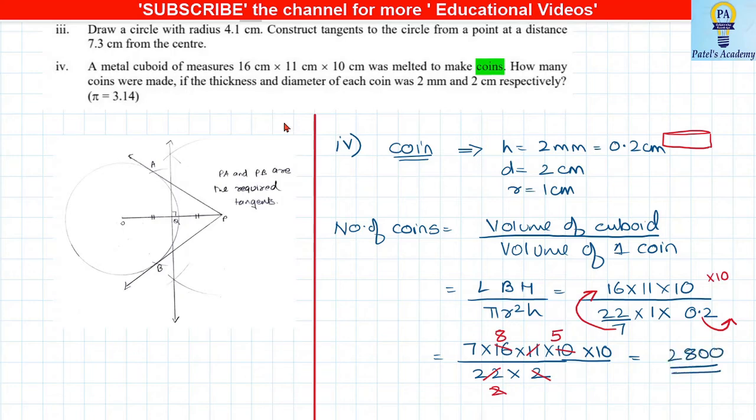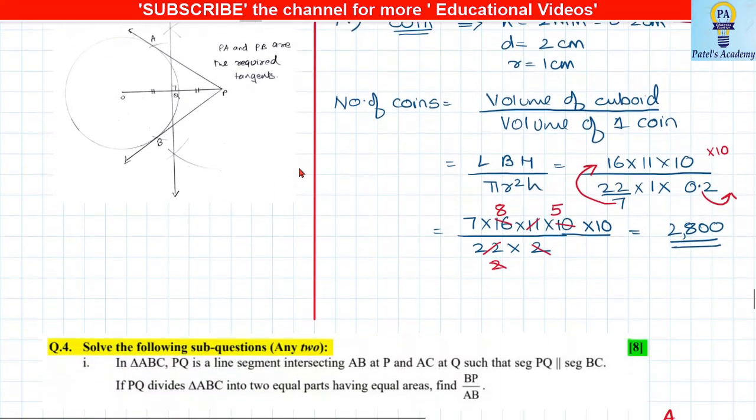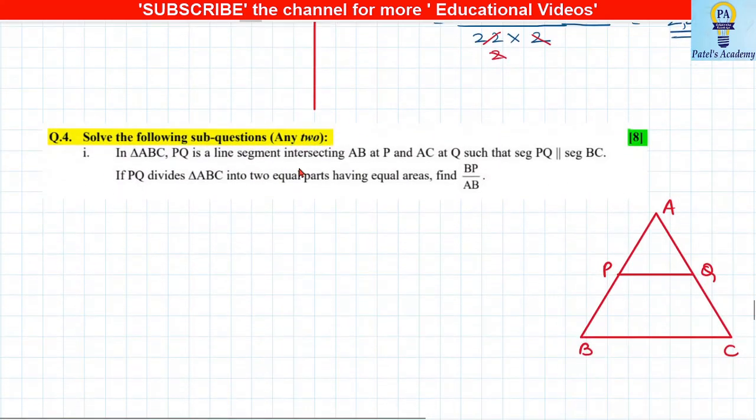So we can make 2800 coins from a cuboid. Okay, a typical sum based on mensuration. Okay, so let's see the next one.